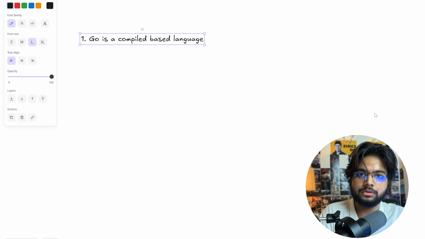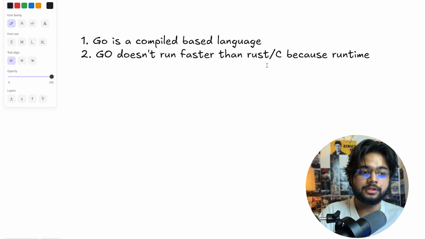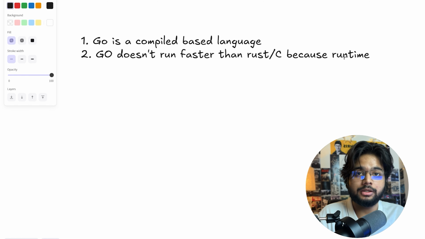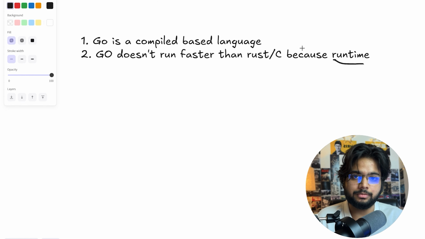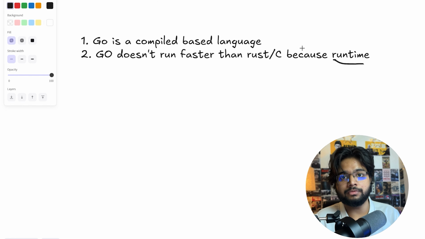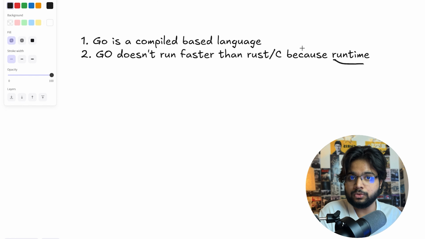So let's talk about the summary of this video. What did you learn, with all of the things summarized in a single minute. Okay. So Go is a compile-based language, and Go doesn't run faster than Rust or C because of its runtime. I already told you about this runtime. We're going to see the garbage collection and memory optimization code that is built into Go when you're writing code, which makes Go code slower. So we'll talk about that in future.